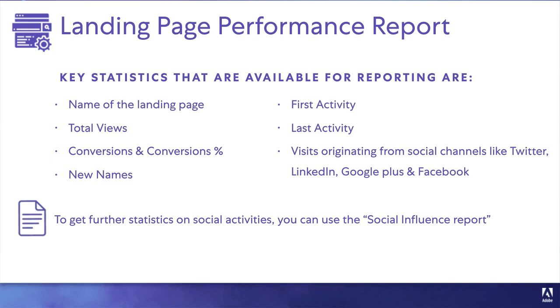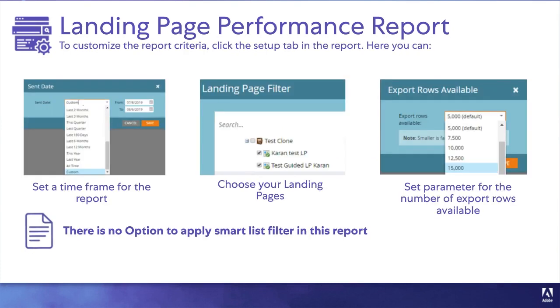To dive deeper into social activities, you can use the Social Influence Report, which gives you additional details like total unique visitors, segregated by your social channels. By going into the Setup tab of the Landing Page Performance Report, you can set a time frame for the report, choose one or more landing pages that you want to report or gain insights on, and if you were to export the report, you can also set parameters for the number of export rows that are available. Like email reports, although the Smart List option is not available within this specific report, the Landing Page Performance Report, you can still use Smart Lists individually to gain great insights, which we'll be discussing further down the lane in this presentation.